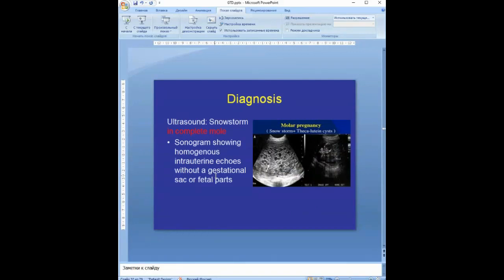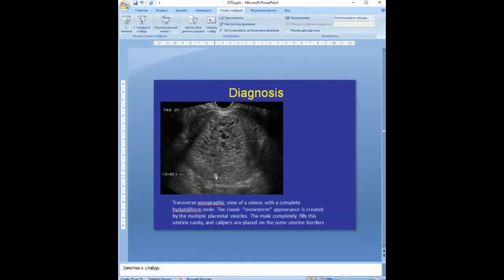In this picture, you see the ultrasound presentation of snowstorm in complete mole. Sonogram showing homogeneous intrauterine echoes without a gestational sac or fetal parts. In this picture, you see a transverse sonographic view of a uterus with a complete hydatidiform mole too. The classic snowstorm appearance is created by multiple placental vesicles. The mole completely fills the uterine cavity and the calipers are placed on the outer uterine borders.